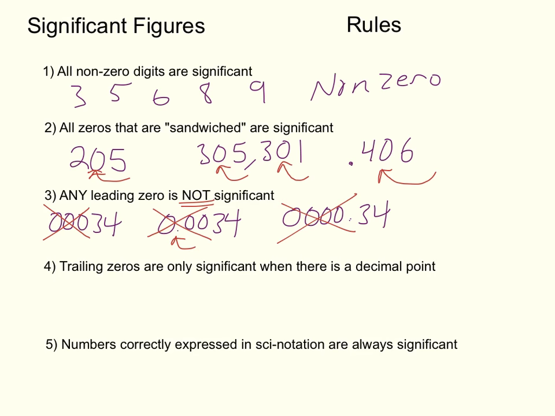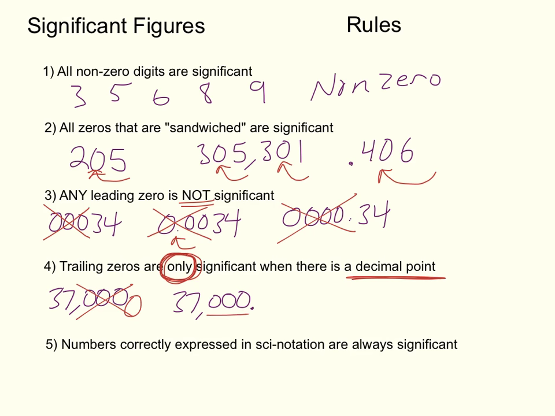Okay. Rule 4. Trailing zeros are only significant when there is a decimal point. This is the one that people get tripped up on most. Right here, only significant when there is a decimal point. So let me do some examples. Trailing zeros. Let's do 37,000. Well, there's no decimal point. I don't see one here. So these trailing zeros are not significant. Let's use the same number, 37,000, and let's put a decimal there. If y'all can see that. Well now these are significant because there's a decimal point.